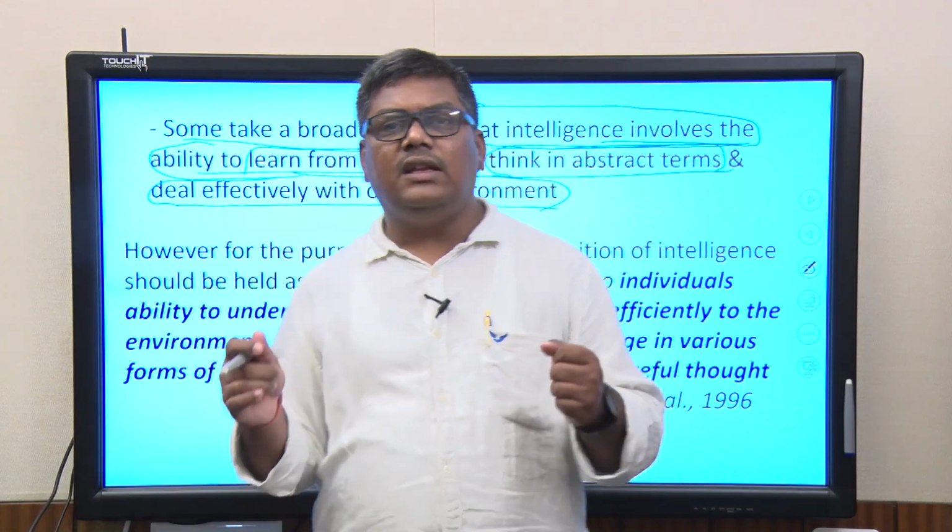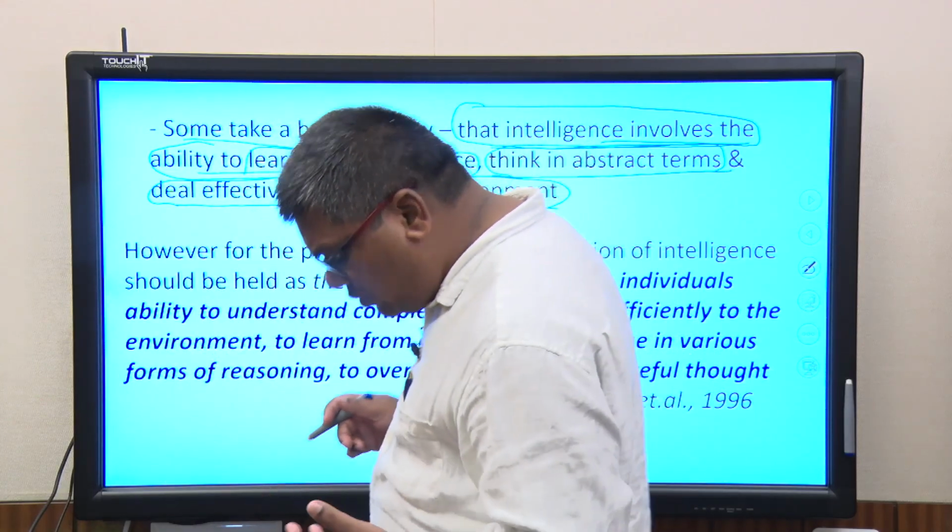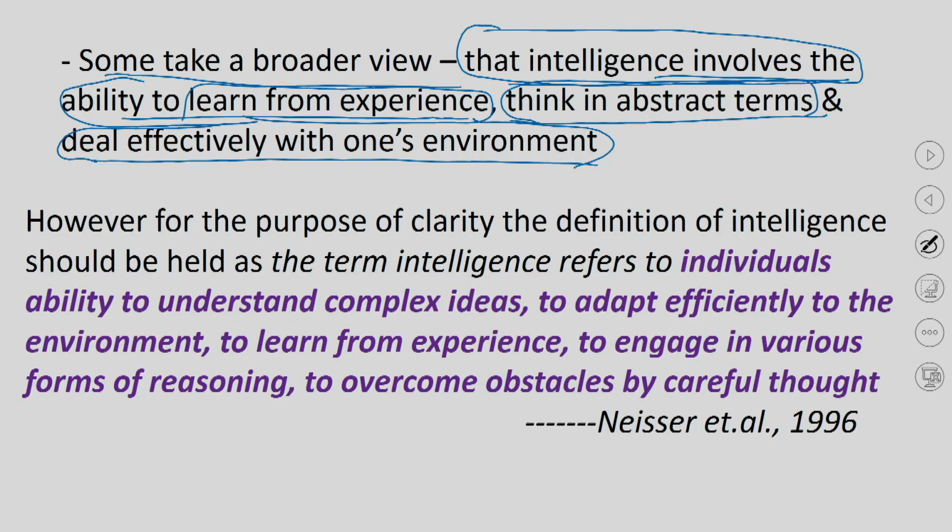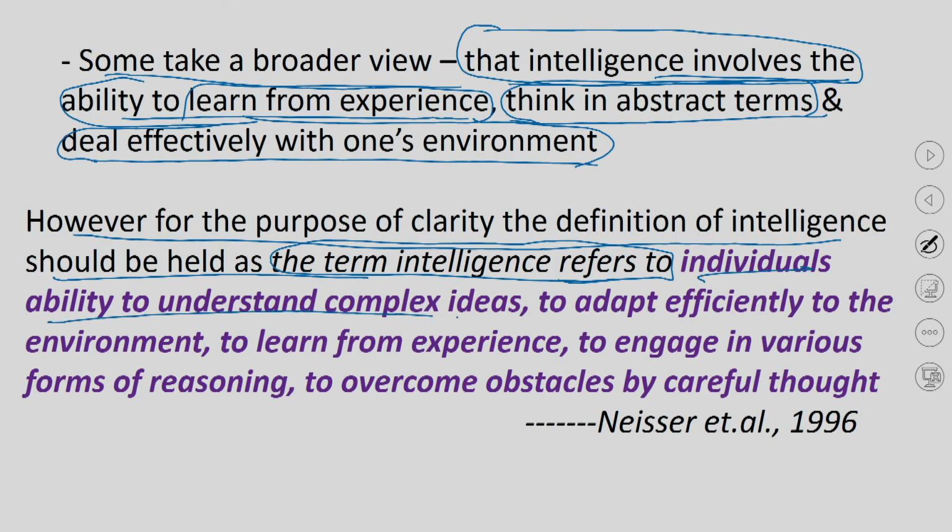And so how effectively can you deal with it is what is intelligence. So let's look at a definition of intelligence then. However, for the purpose of clarity, the definition of intelligence should be held as the term intelligence refers to. So then we have the final definition of intelligence, and what is it? Individuals' ability to understand complex ideas.